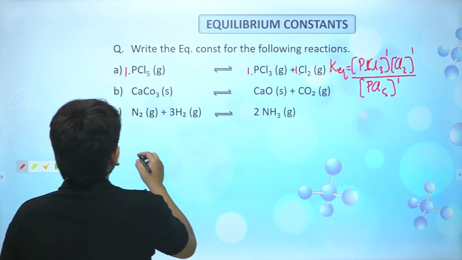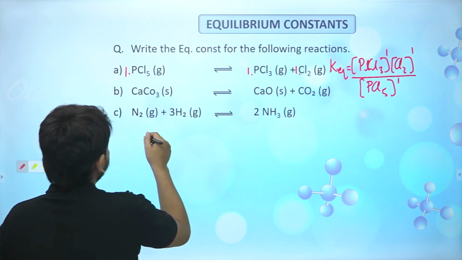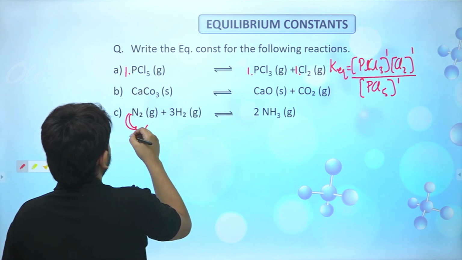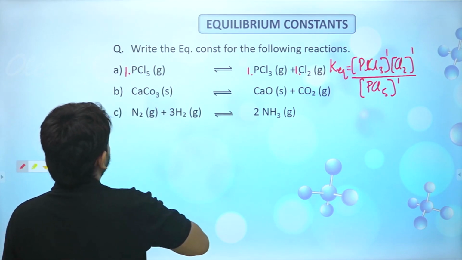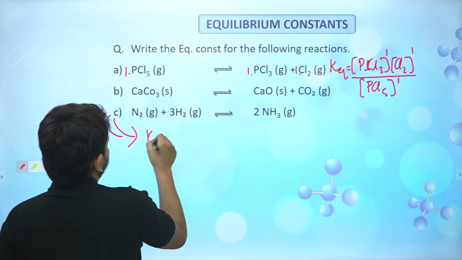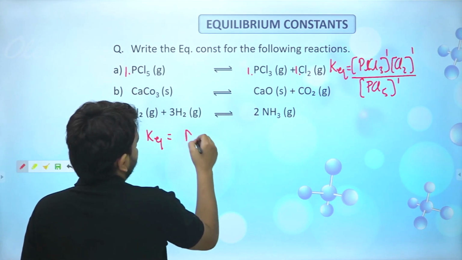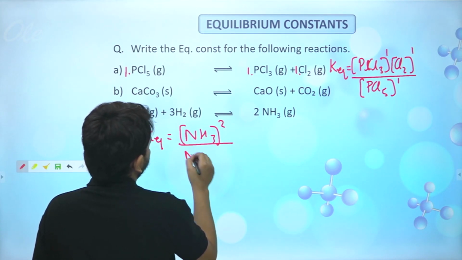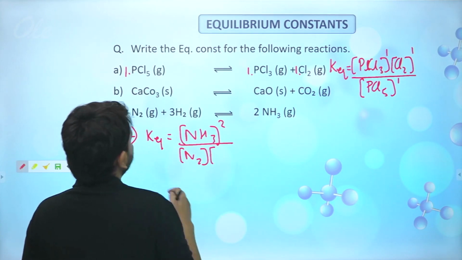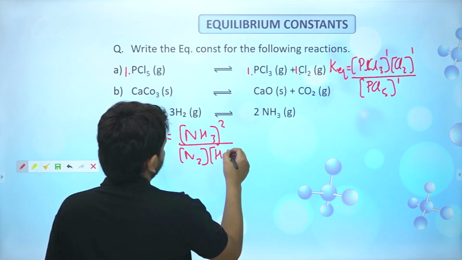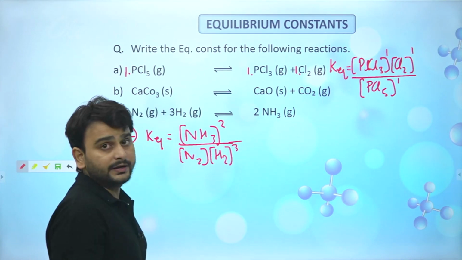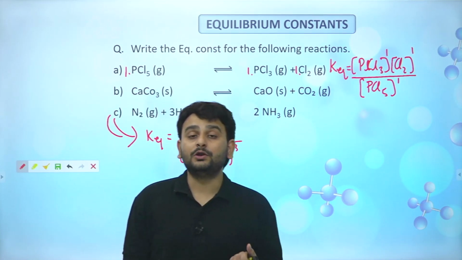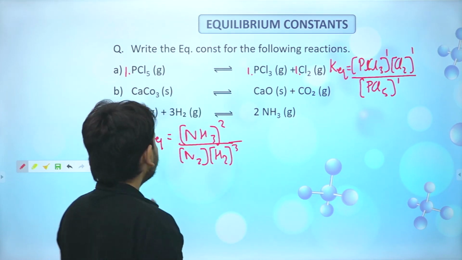Talking about the third one, let's do the third one first, then we'll do the second one. For the third one, the K equilibrium would be the concentration of NH3 raised to the power 2, over the concentration of N2 raised to the power 1, or just N2, and the concentration of H2 raised to the power 3. Concentration we know is mole upon volume. So if we know the moles and we know the volume, we can find the concentration as well.